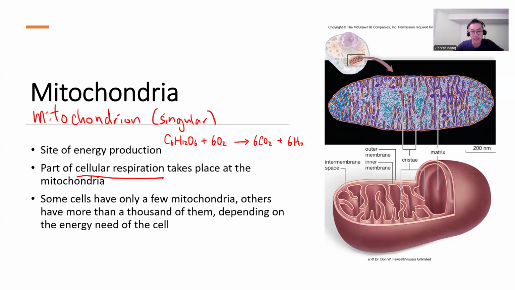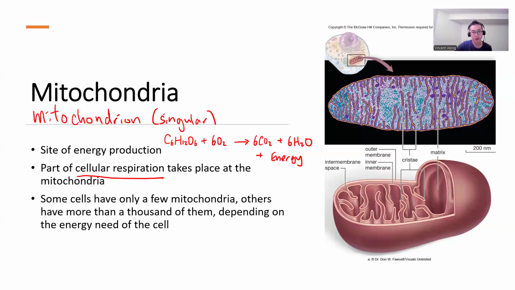It basically takes glucose reacting with the oxygen that we breathe, and you need 6 of them. And you produce carbon dioxide, which we breathe out. You will also produce water in the process. And more importantly, it will produce a ton of energy for you. Okay. And part of this reaction that creates energy happens in the mitochondria.